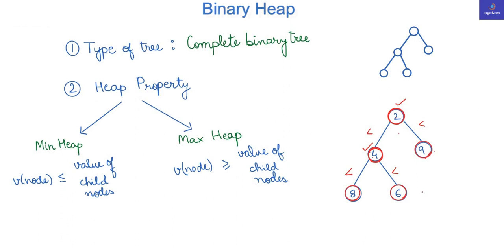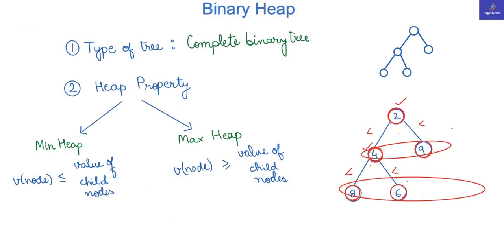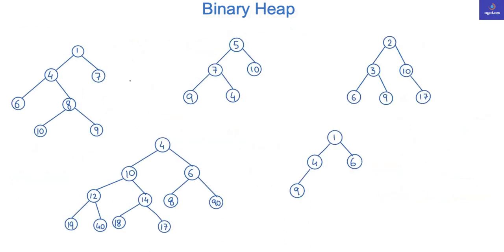So this tree, is this a complete binary tree? Yes, this is a complete binary tree because each node has at most 2 children, so it's a binary tree. All the levels but the last level have a full set of nodes. Here this level has 2 nodes, which is the full set of nodes for this level. And in the last level, all nodes are as far left as possible. So this is a complete binary tree in which all the nodes follow the min heap property. So this is a min heap. Similarly, in a max heap, the value of the node should be greater than or equal to the value of all its children. Let's look at some more examples.